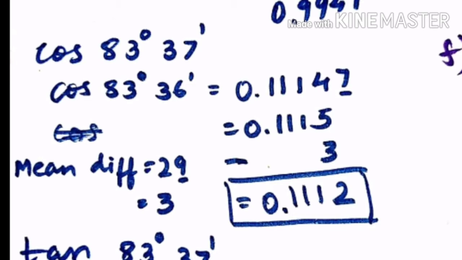That 3 I have subtracted from 0.1115. Always you have to subtract this mean difference value from the last digit, that is the fourth digit after the decimal point, and you get 0.1112 as your final value of cos 83 degree 37 minute. So all of you students, in the cos table or cos ratios, you have to subtract the mean difference. In sine and tan you have to add the mean difference.